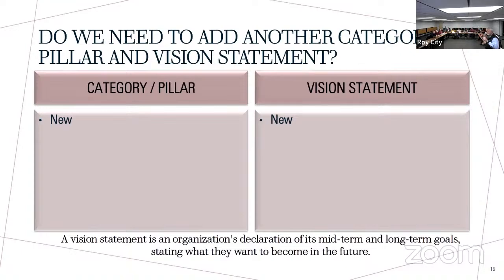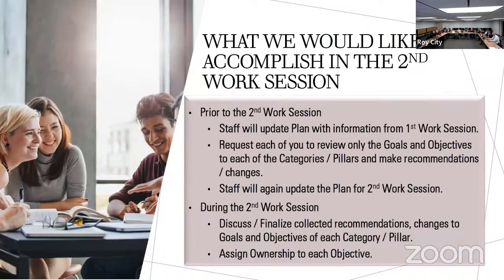Okay, chart. This is what we'd like to do in our next session. Staff will update the plan with information from this. You gave us some good feedback. We'll give you some options. We request each of you review the goals and objectives for each of the categories. So we're going to get that consolidated and send that back to you.